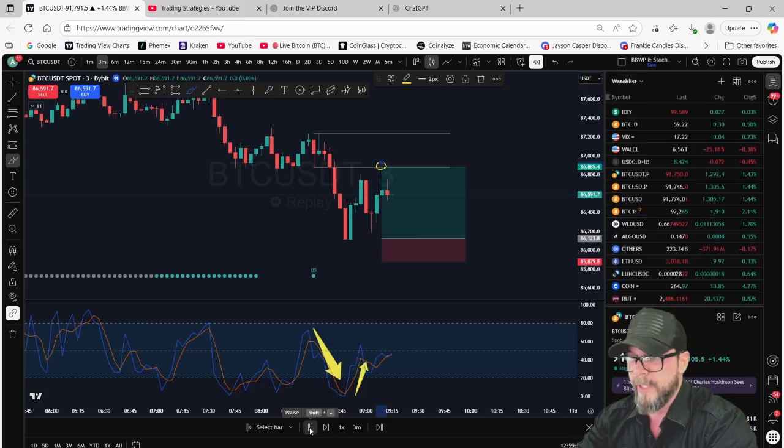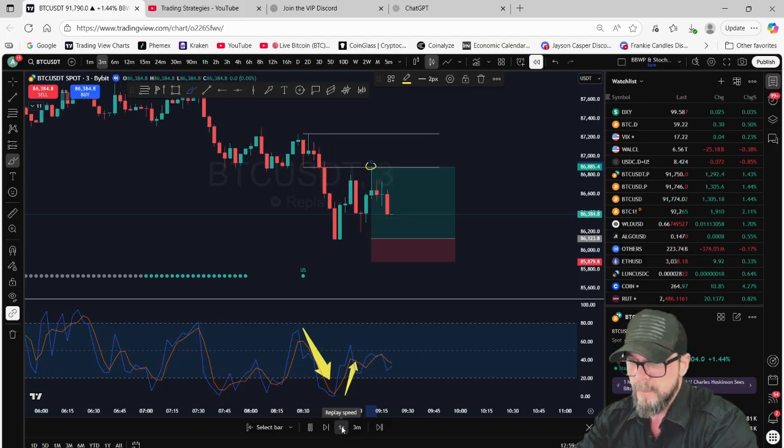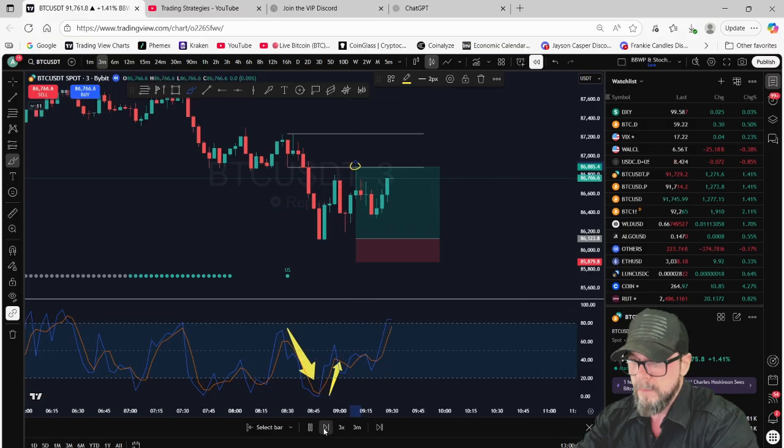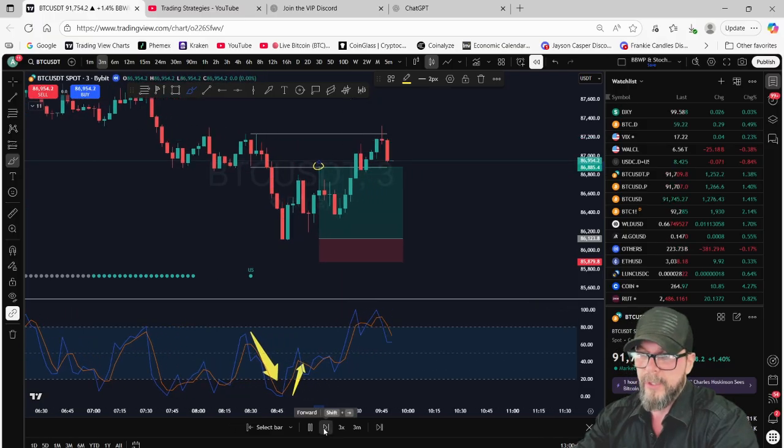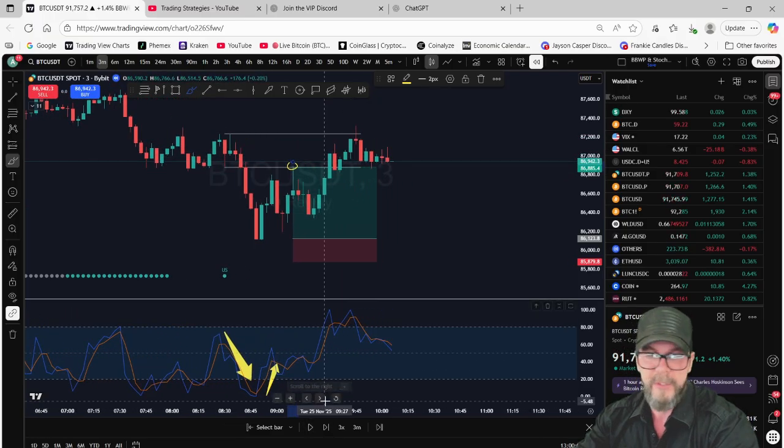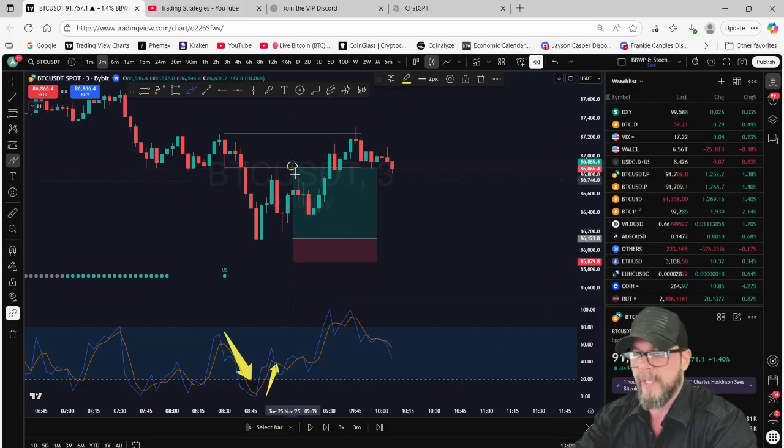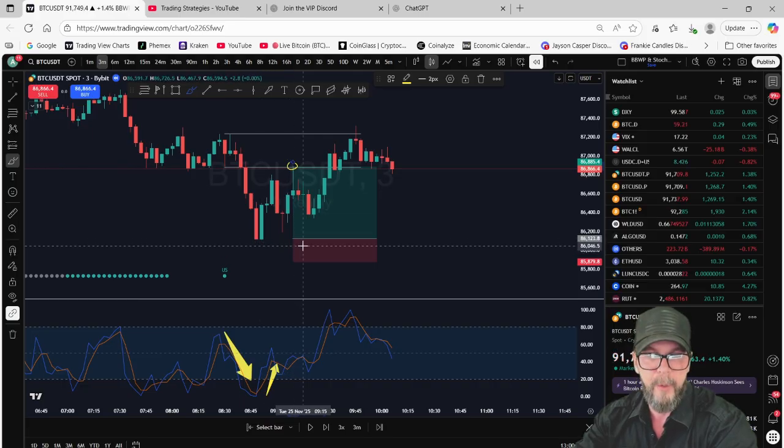Let's see what this one actually did. Continued on to the upside a little while longer. So we could have squeezed a little bit more profit out of there, but hey, we didn't want to get greedy. We took our profit. That's the trade we're looking for. A quick 500 bucks in about 10 minutes. No problem.